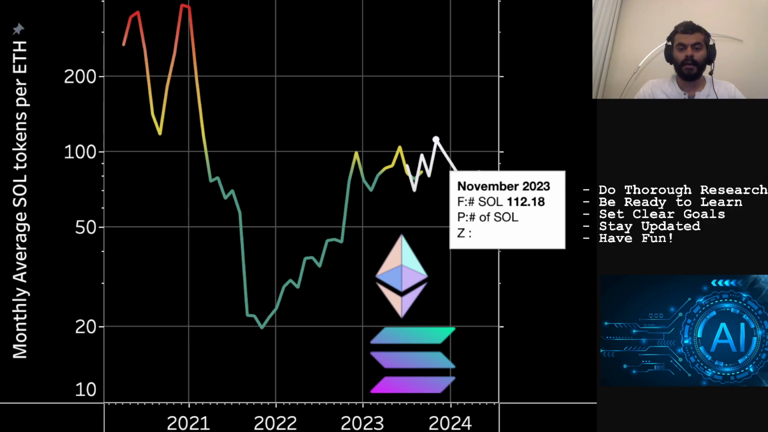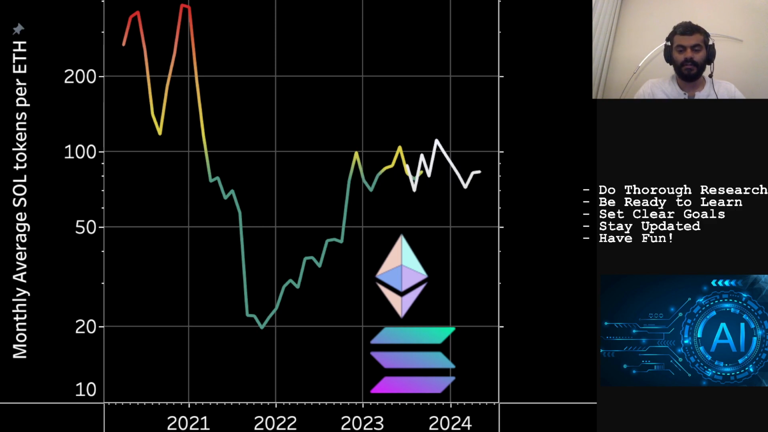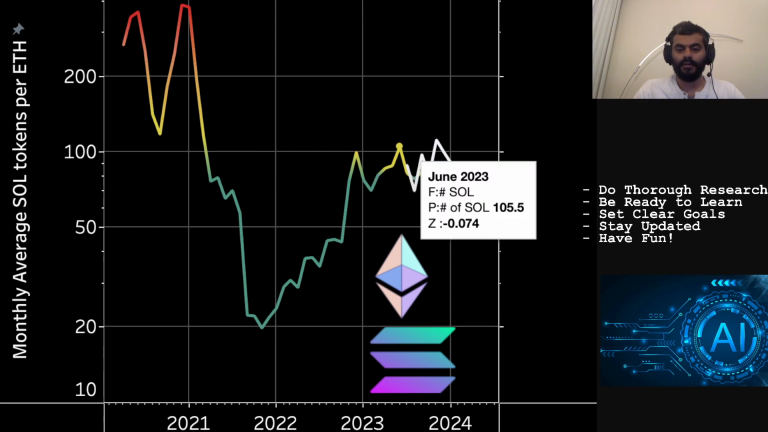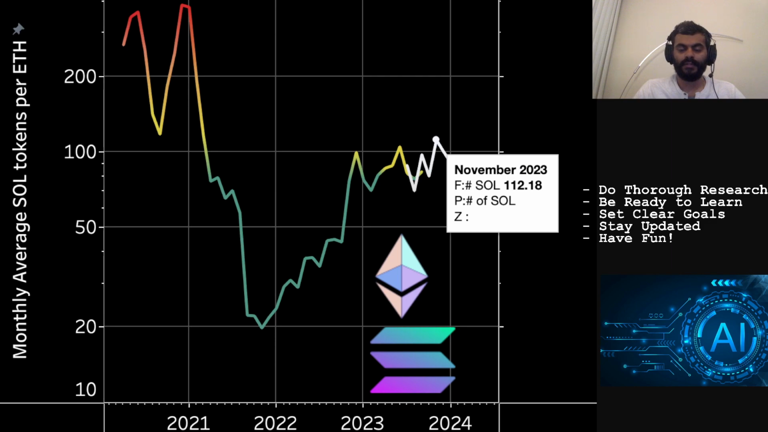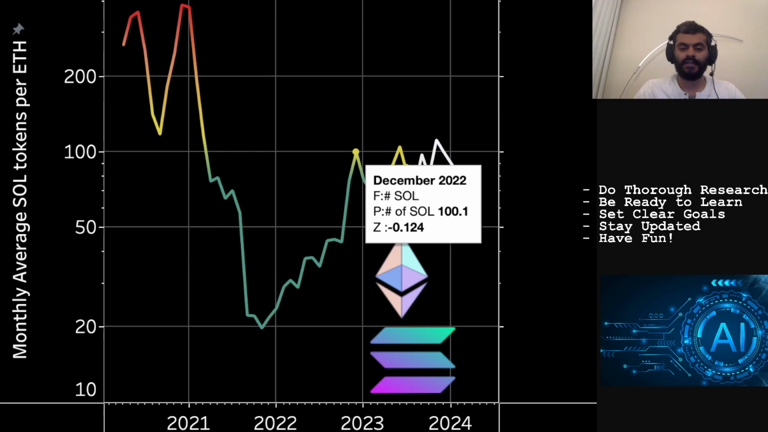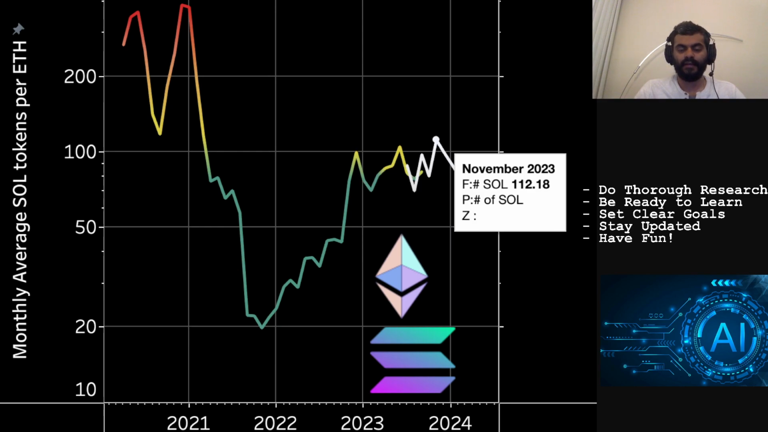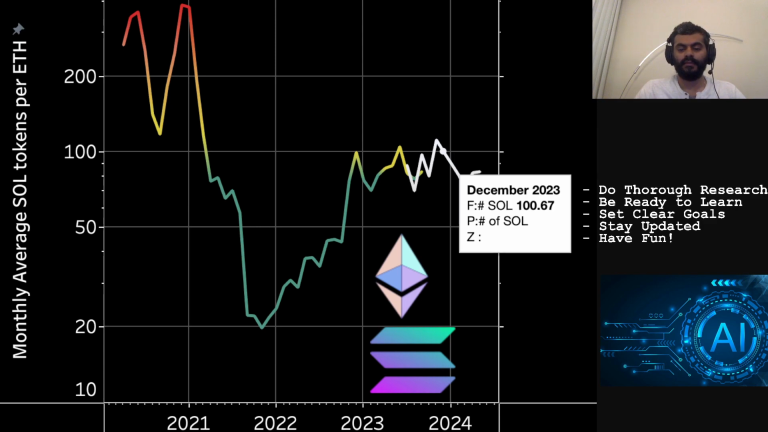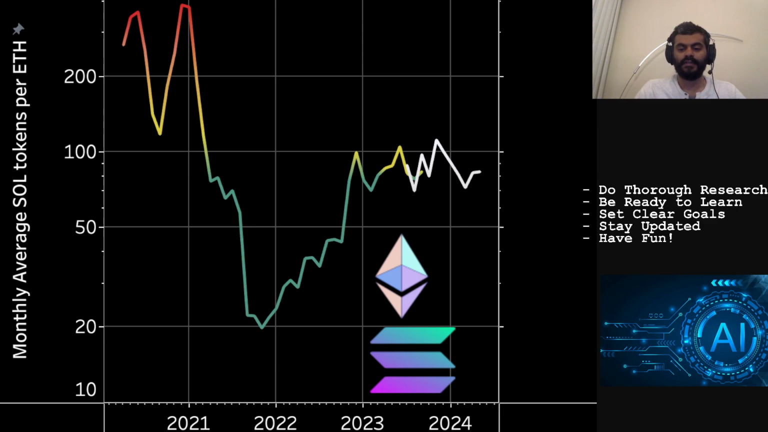So that marks the triple top territory that we had since December 2022, then June 2023, and now for the AI model, the third iteration would be in the November 2023 time frame at around 112. The previous high was at 105 for the market cycle, and prior to that was 100. So again, we add about 7 more sol per ETH, and that's the territory where Solana becomes more undervalued against Ethereum, and then starting December, the trend reverses.